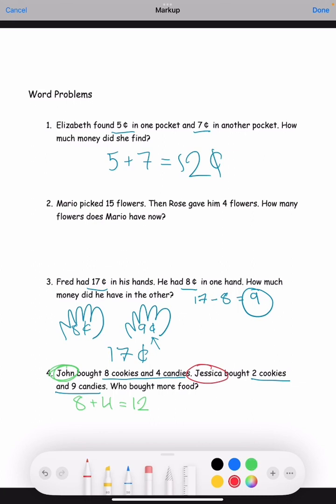Now let's look at Jessica. Jessica bought 2 cookies and 9 candies. If we add those together, it equals 11. And you can see that John bought more food because 12 is greater than 11. So John bought more food.